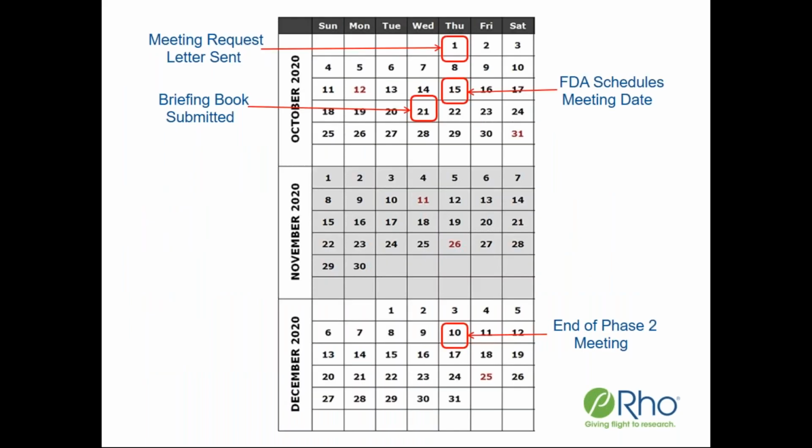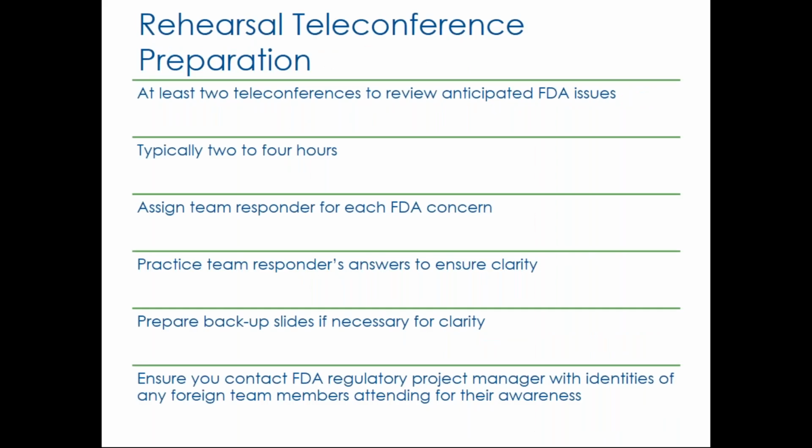So this just shows the same information except in a calendar format, but I hope it highlights to you the timing on this and how quickly things happen over that 70-day period from the moment you send in the meeting request letter. The briefing book is due very quickly after that. And then you would spend the bulk of the time leading up to the meeting itself, preparing for the meeting, rehearsing, and we'll talk about that in the next couple of slides.